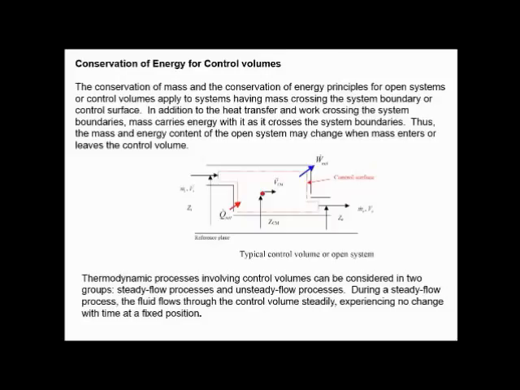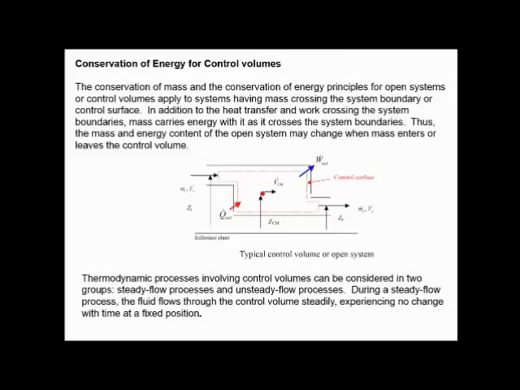So the first basis of this is the conservation of energy for this control volume. The conservation of mass and the conservation of energy principle for the open system or the control volume applies to the system having mass crossing the system boundary or the control surface. In addition to that, heat transfer and work cross the system boundaries, and mass carries energy with it as it crosses the system boundaries. So the mass and energy content of the open system may change when mass enters or leaves the control volume. So basically we'll discuss the analysis when mass changes but the volume remains controlled, that is, it remains constant.